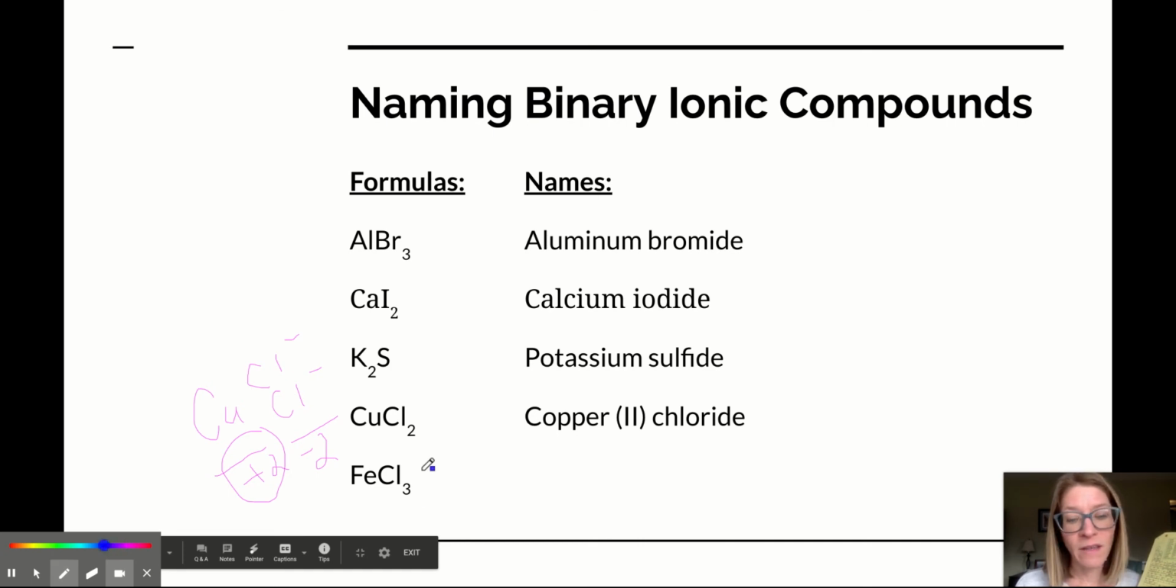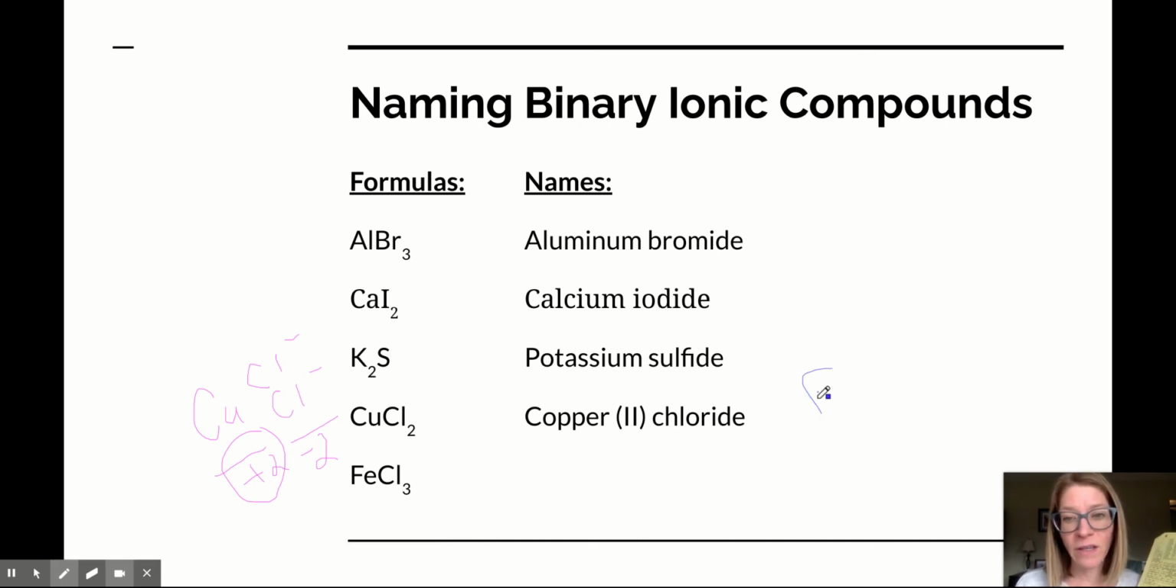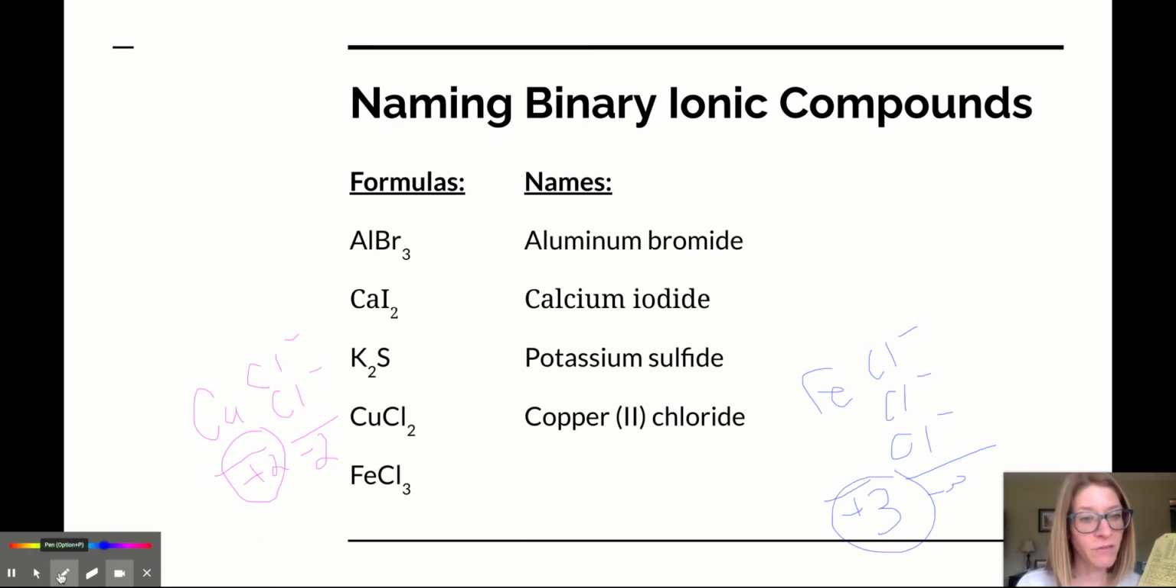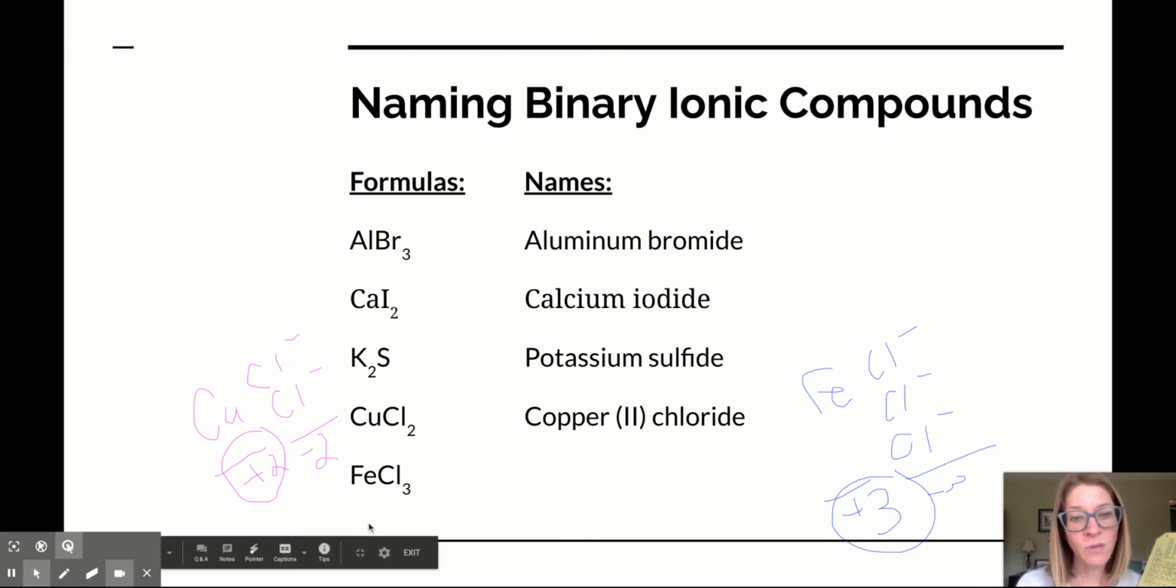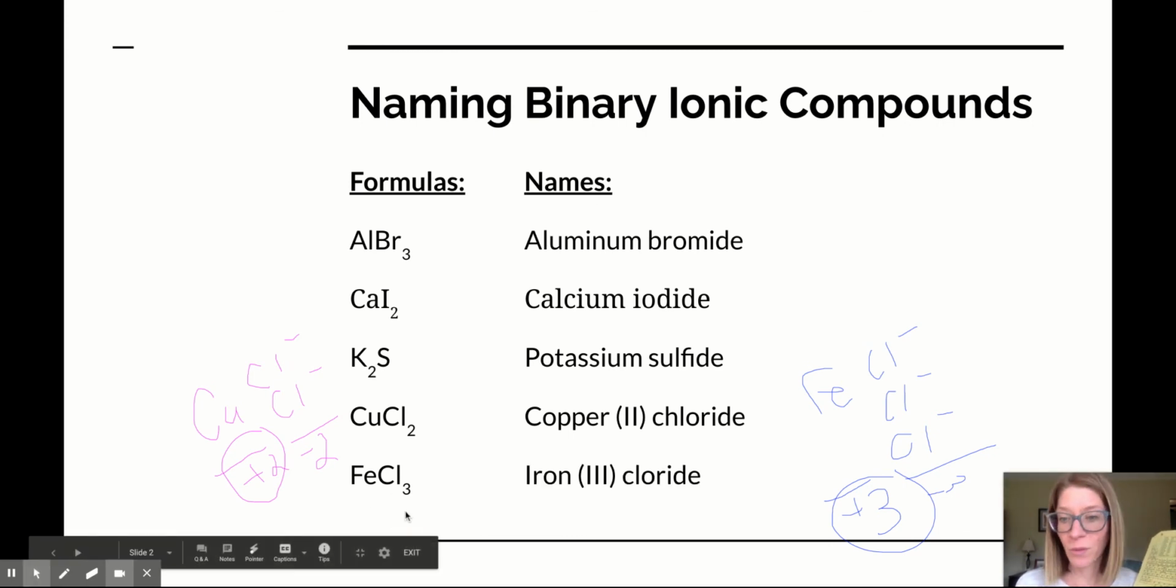All right, if we look at the last one, we have one iron atom and 3 chloride atoms. Again, we have to figure out what the charge of iron would be. So chloride is always -1. And if we have 3 of them, that adds up to -3, which means our iron would have to be +3. So again, this is the Roman numeral that would go in the middle of the name. So the last one would be iron(III) chloride.